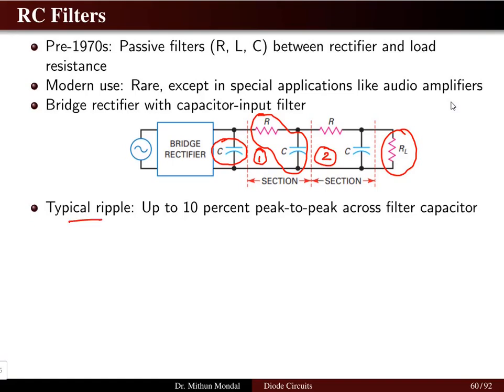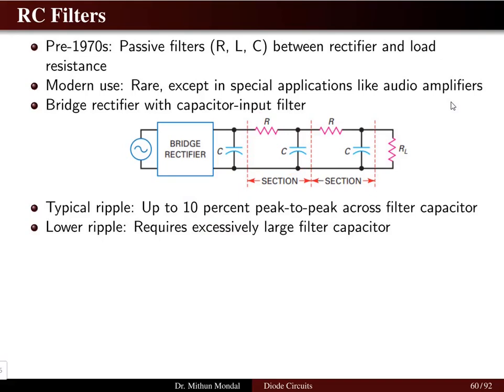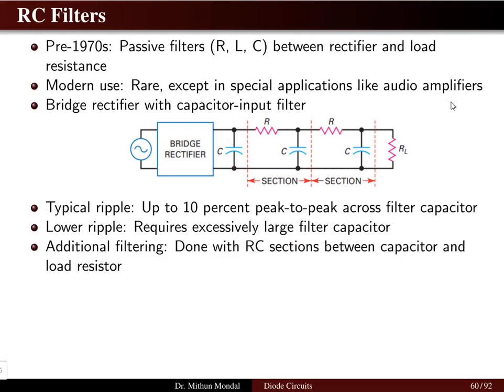Typically the ripple is up to 10% peak to peak across the filter capacitor. If the ripple is 10%, then the capacitor filter is sufficient to remove the ripples. However, lower ripple requires an excessively large filter capacitor. Whatever filter capacitor we use, if the ripple is to be quite low, then we require a large value of capacitance. Additional filtering is done with the help of an RC section, which is the filter between the capacitor and the load resistor.